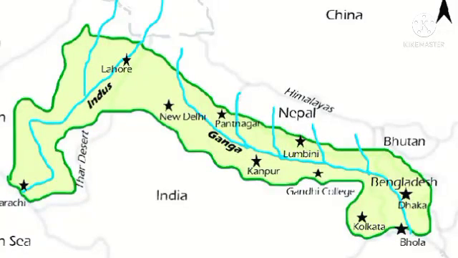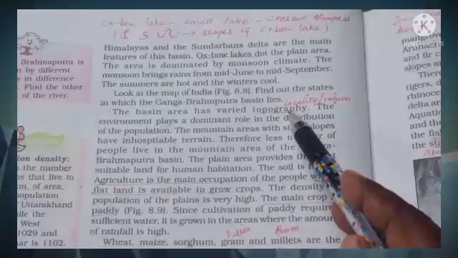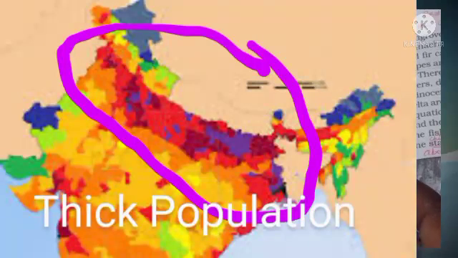Look at the map of India, figure 8.8. Find out the states in which the Ganga Brahmaputra basin lies. The basin area has varied topography. Topography means locality or region.